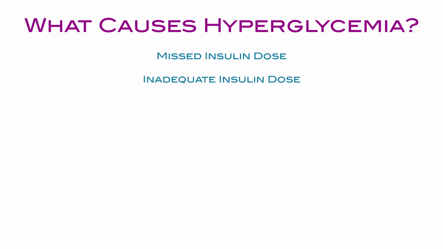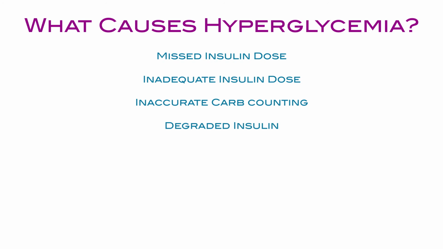Inadequate insulin dose. If I do not give myself enough insulin for the amount of carbs I am eating, I will have too much glucose in my blood for the amount of insulin and I will cause hyperglycemia. Inaccurate carb counting. If I underestimate the amount of insulin for the amount of carbs I eat, I will have too much glucose in the blood for the amount of insulin and will cause high blood sugar.